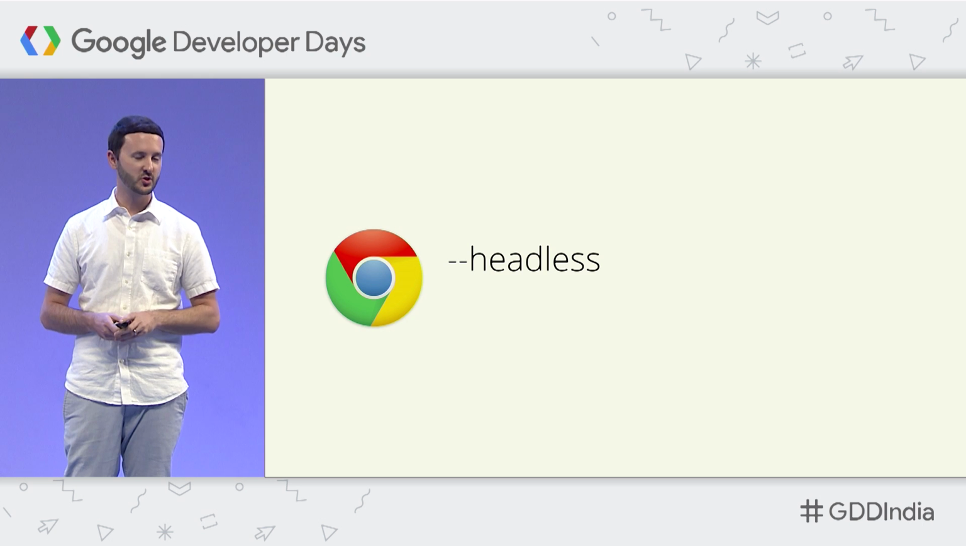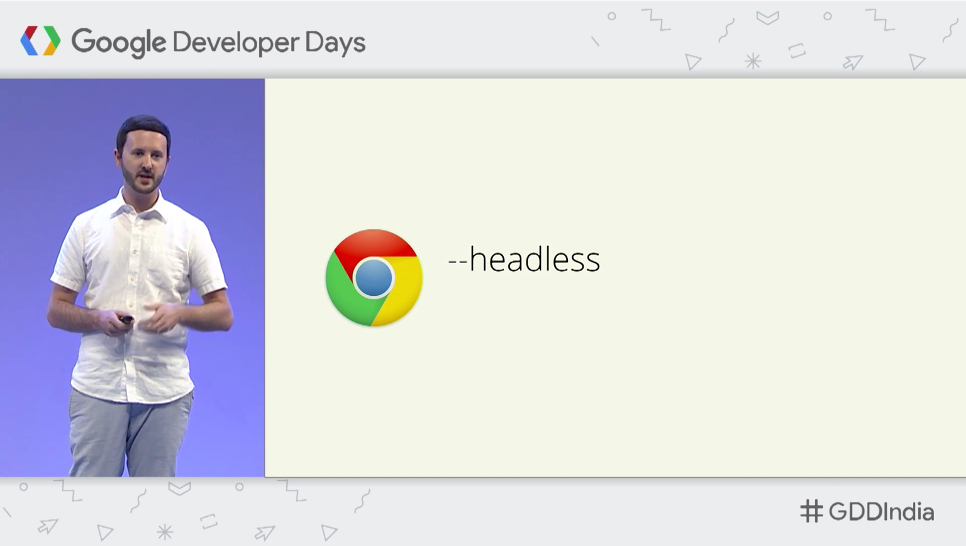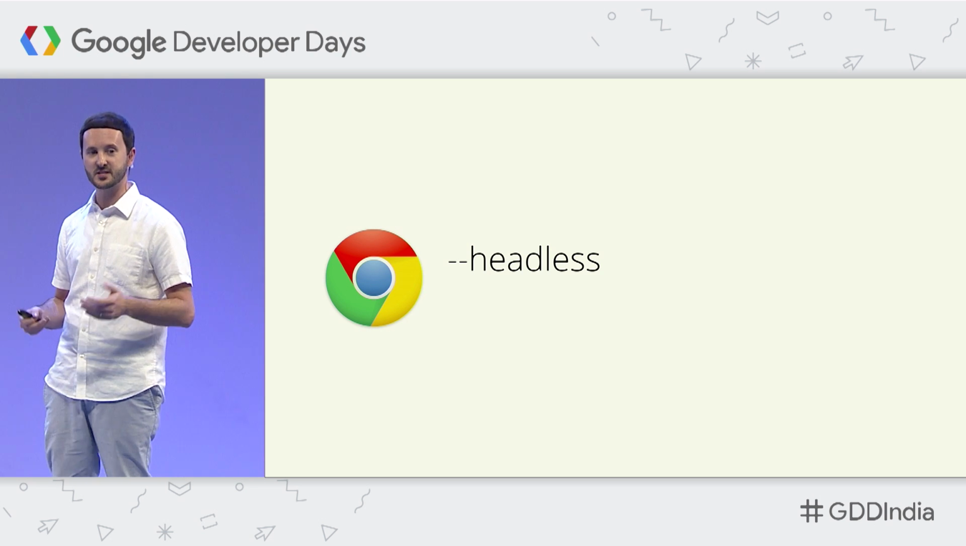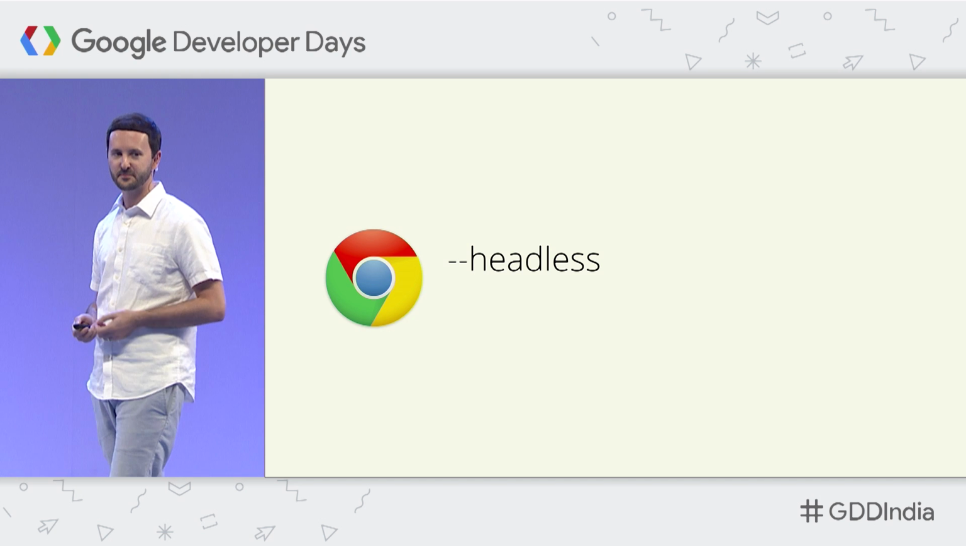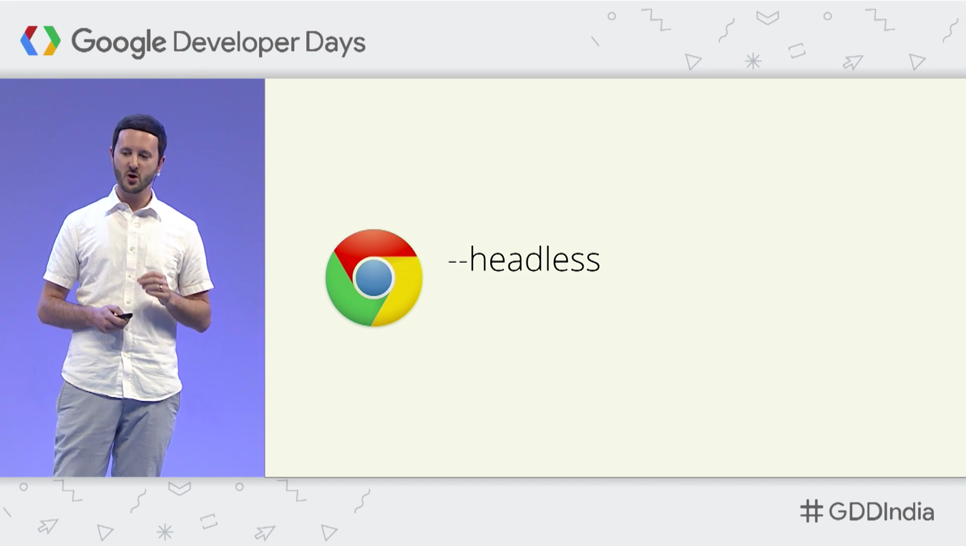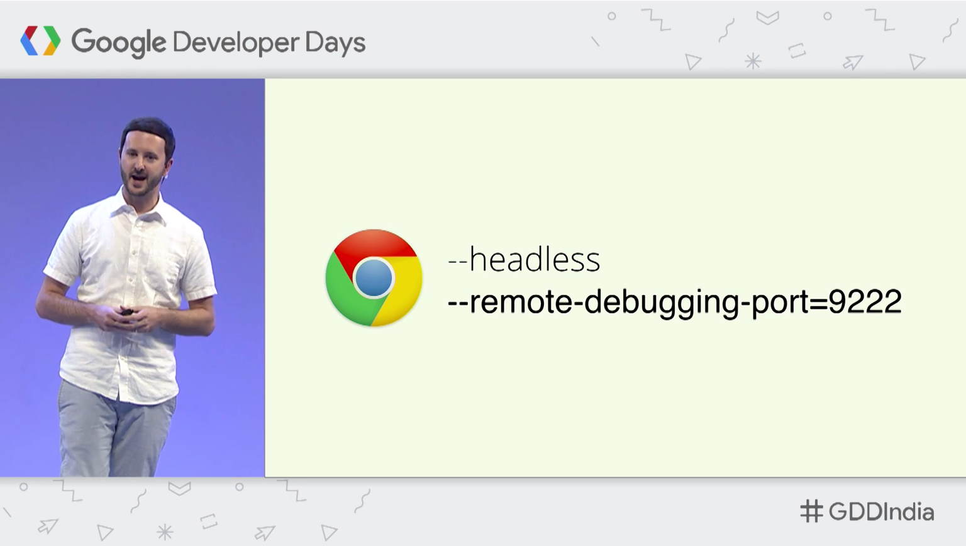You control it using the scripts that you write. To launch Chrome in headless mode, you simply provide one flag on the command line. It's --headless. And this will launch Chrome in a headless mode, and you're not going to see a window. So what do you actually do with it? Well, the important thing is to add this other flag. It's called the remote debugging port flag. This is where the magic happens.